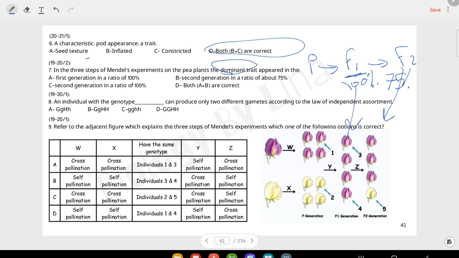As you can see here in F2, usually the dominant appears at 75%. So at that time we say in the first generation it appears in a ratio of 100%. This is correct. And in the second generation it appears in 75%. So this is also correct. And the correct answer will be D.